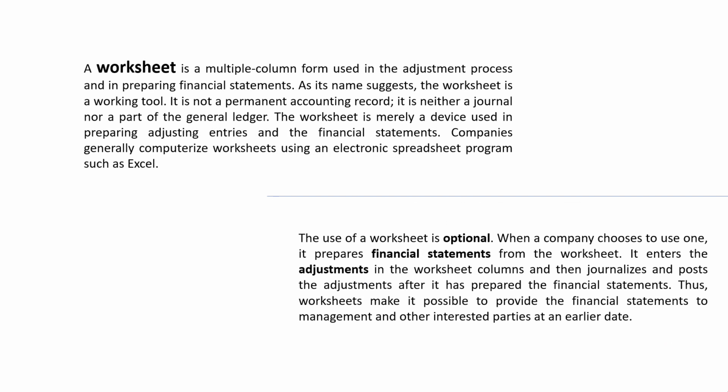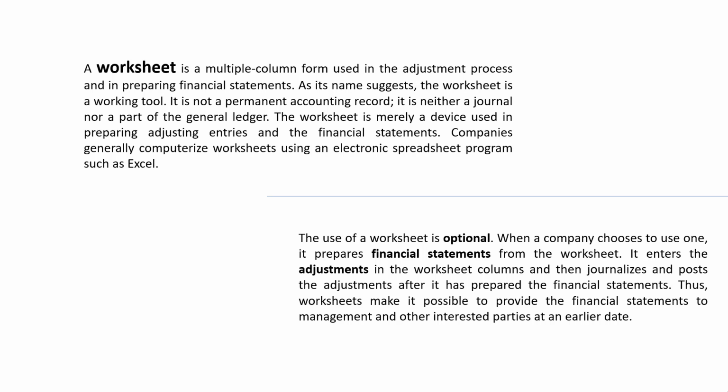So what is a worksheet? A worksheet is a multiple column form used in the adjustment process and in preparing financial statements. As its name suggests, the worksheet is a working tool. It is not a permanent accounting record. It is neither a journal nor a part of the ledger accounts. The worksheet is merely a device used in preparing adjusting entries and the financial statements.